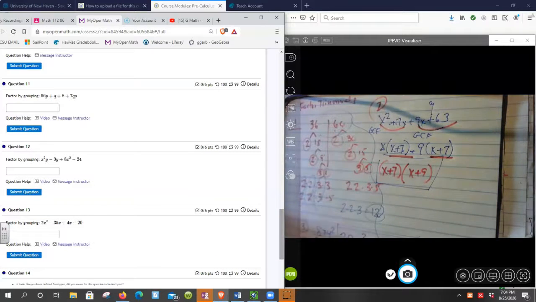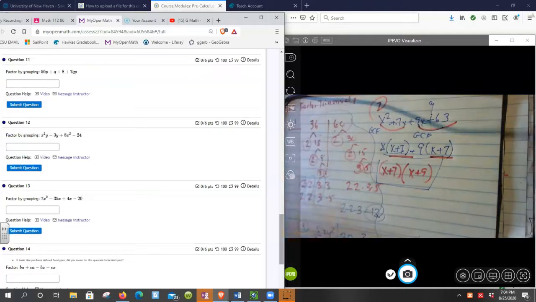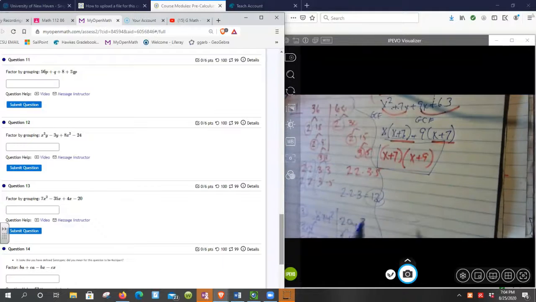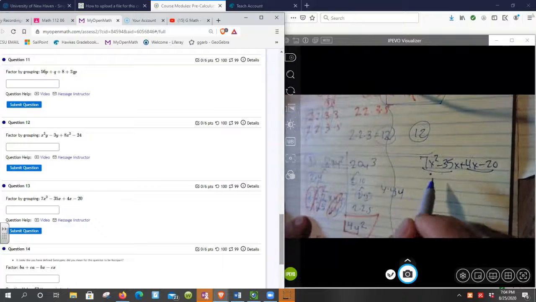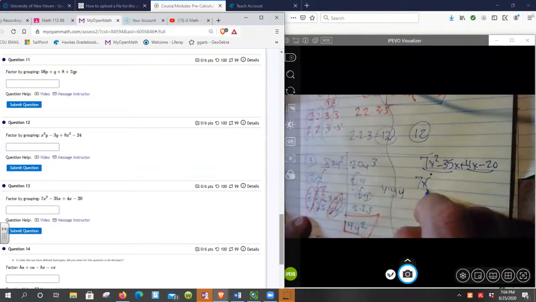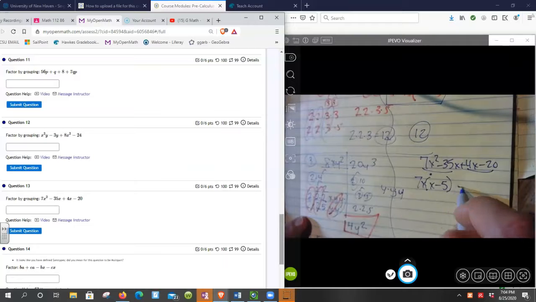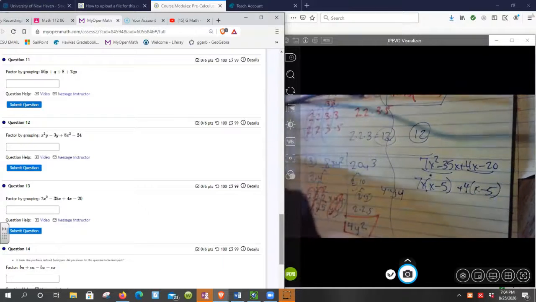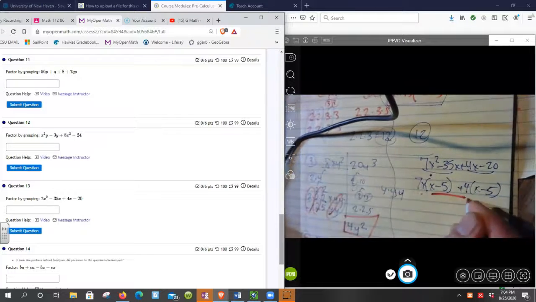Okay, we'll try another one of these. Grouping number 12. It asks you for 7x squared minus 35x plus 4x minus 20. Again, we look for the greatest common factor or make pairs. Here you have 7x times (x minus 5), then you have 4 times (x minus 5). If we've done it correctly, we should have the same term inside. That's not a coincidence.